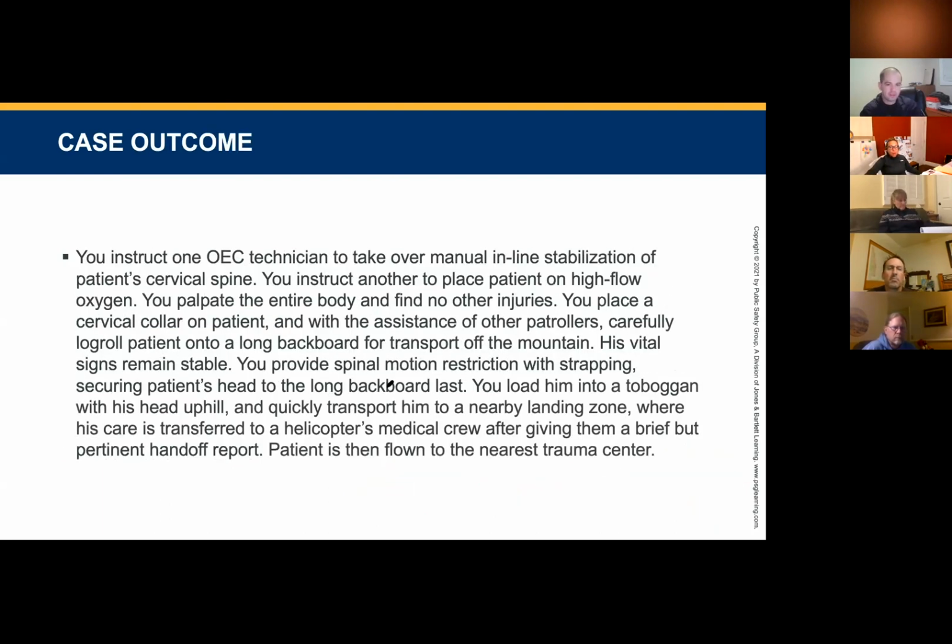All right, so what do we see? You instruct one OEC technician to take over manual inline stabilization. You instruct another to place the patient on high flow oxygen. You palpate the entire body and find no other injuries. You place a cervical collar on the patient, and with the assistance of other patrollers, you log roll onto a long backboard. Vital signs remain stable. You provide spinal motion restriction with strapping, securing the patient's head to the backboard.